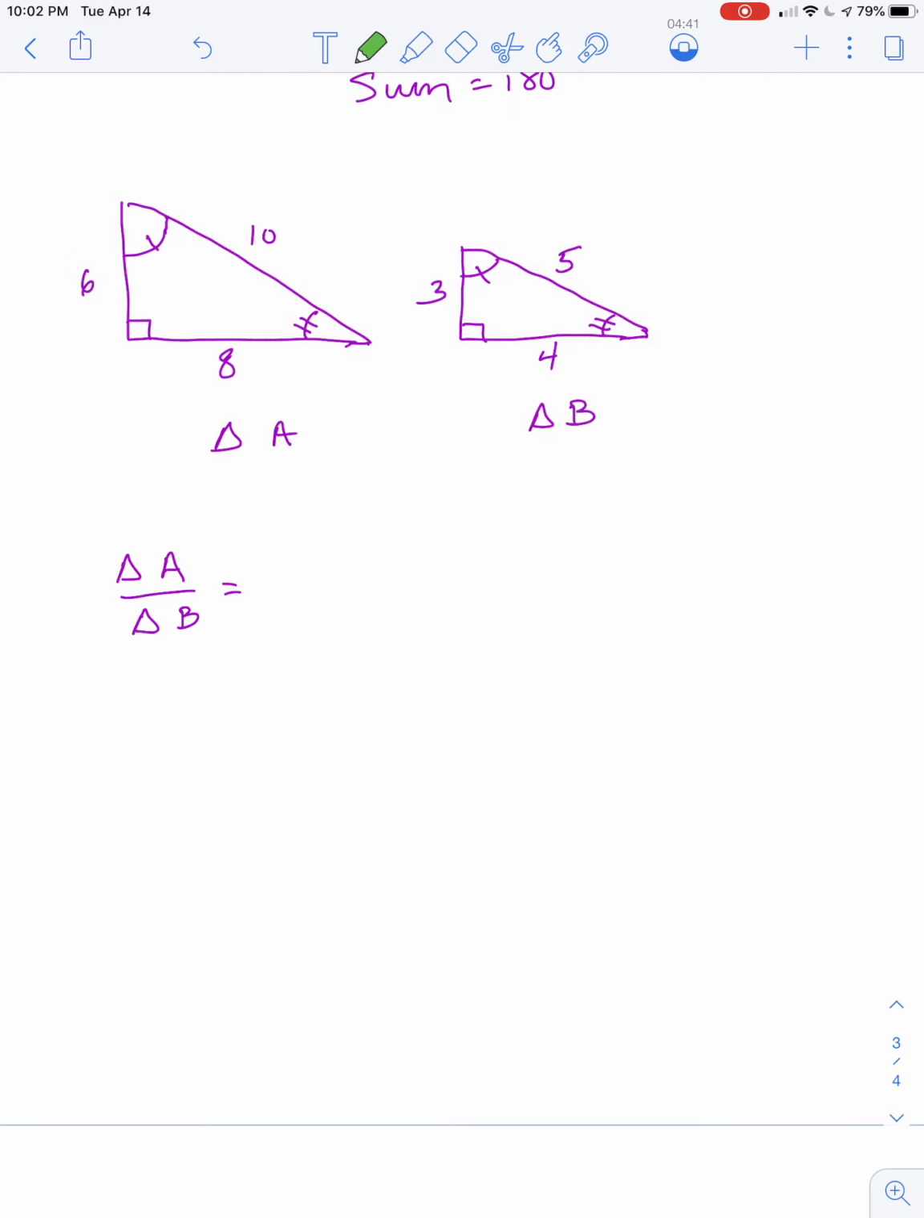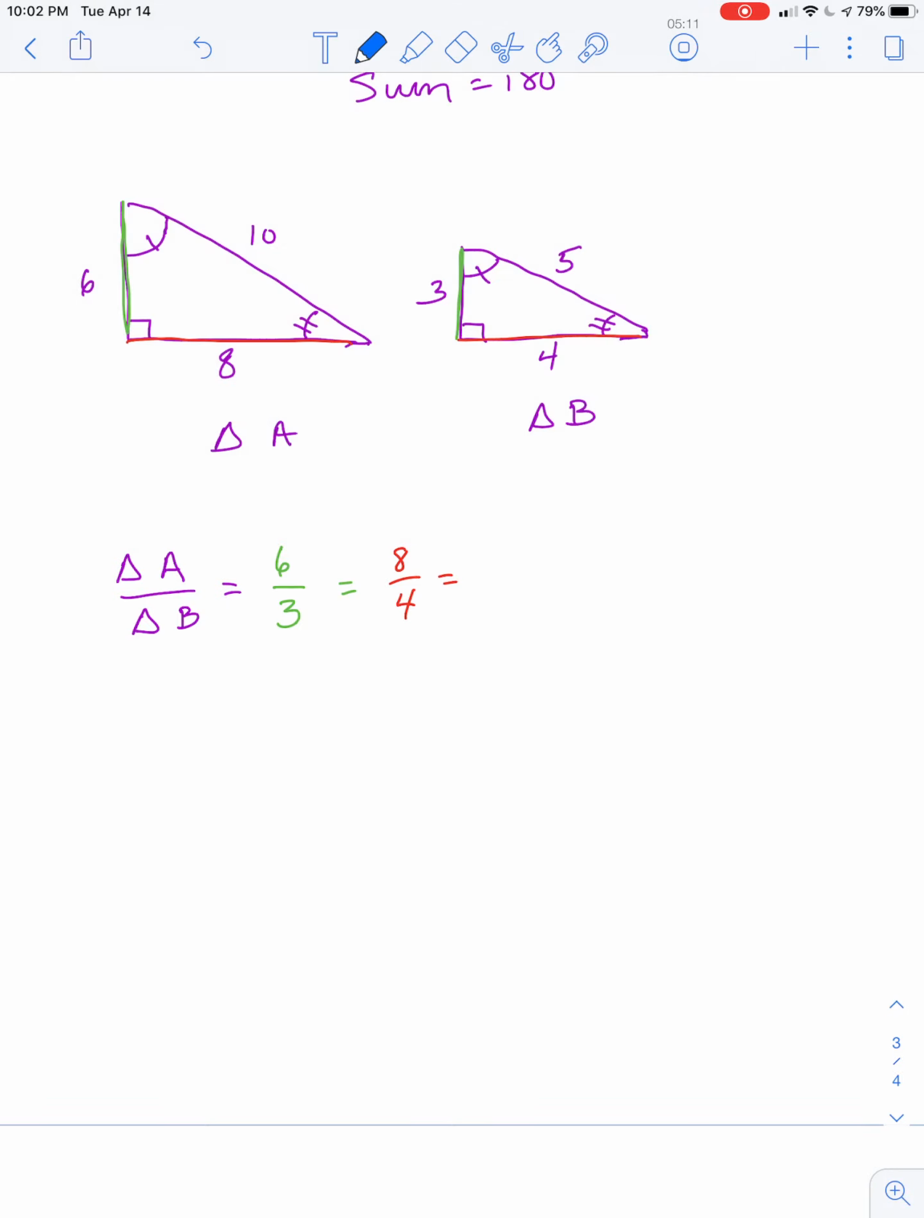Well, how do I know which sides are corresponding? You look at the position of your triangles and you figure this side with this measurement of 6 corresponds with this one, the measurement of 3. So in triangle A, we would have 6 over 3. Let's find another one. Let's do the long one next. So I have 8 and 4.